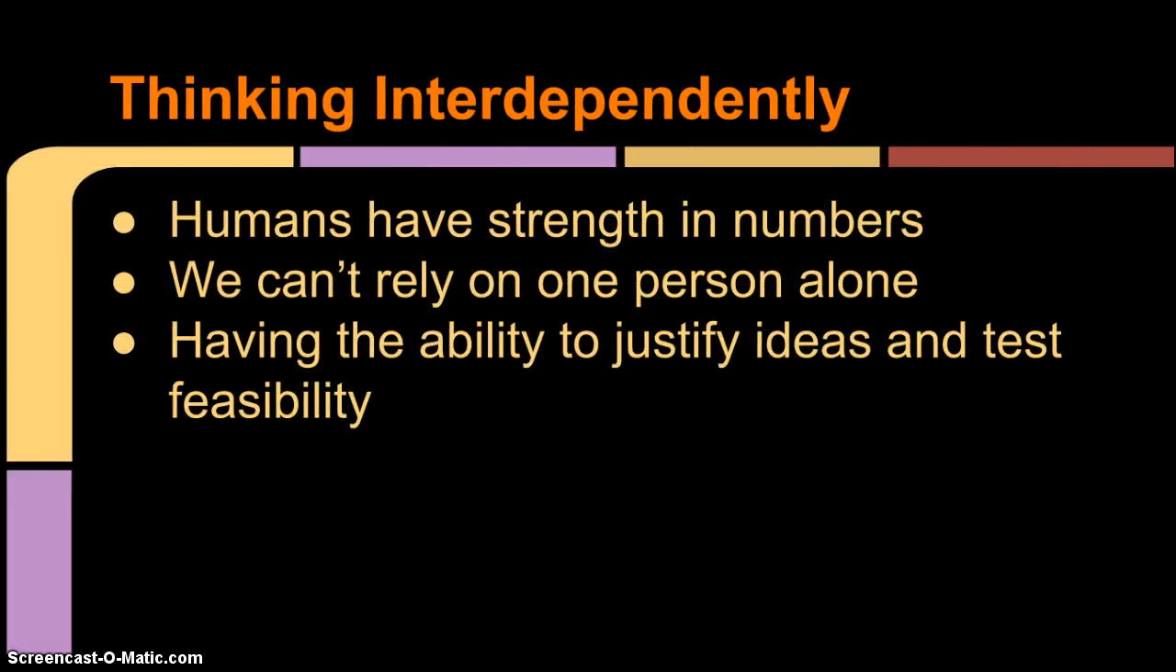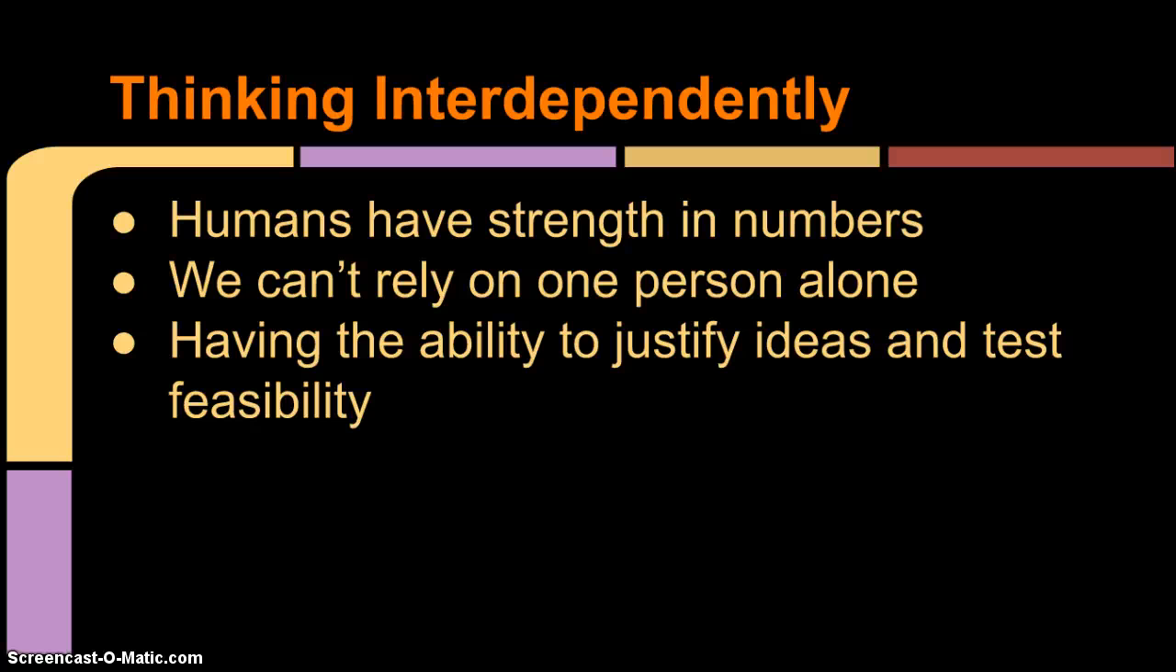The second is thinking interdependently. Humans have strength in numbers, both physically and intellectually, and I think it's important, especially in the middle school, to teach the students that one person doesn't always have the answers. And so lots of people can contribute to answering questions, especially if we work together.